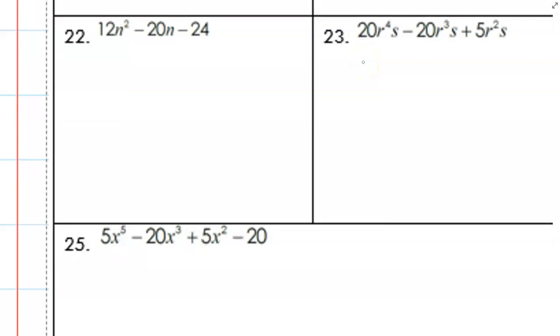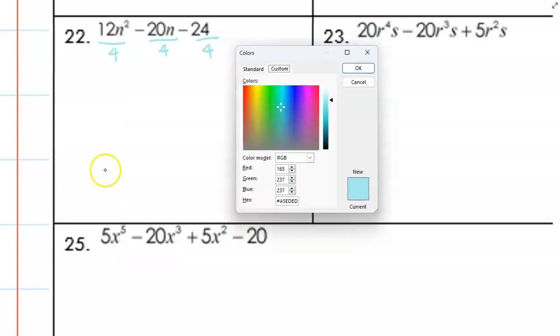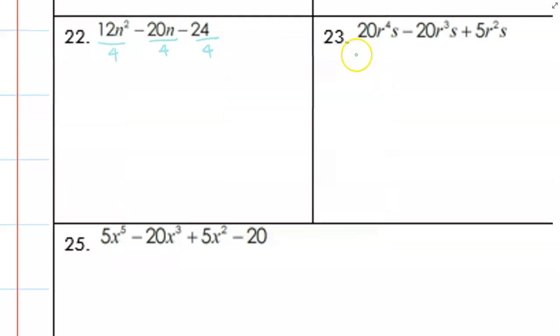Okay, let's take a look at this one right here. This is a straightforward factoring problem. I think 12, 20, and 24 are all divisible by 4. Let's take a 4 out. I think that needs to be a little bit darker. Okay, take a 4 out. And so you end up with 3n squared minus 5n minus 6.